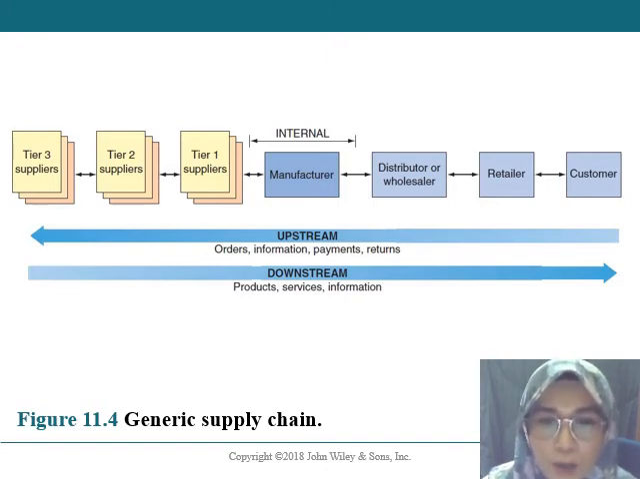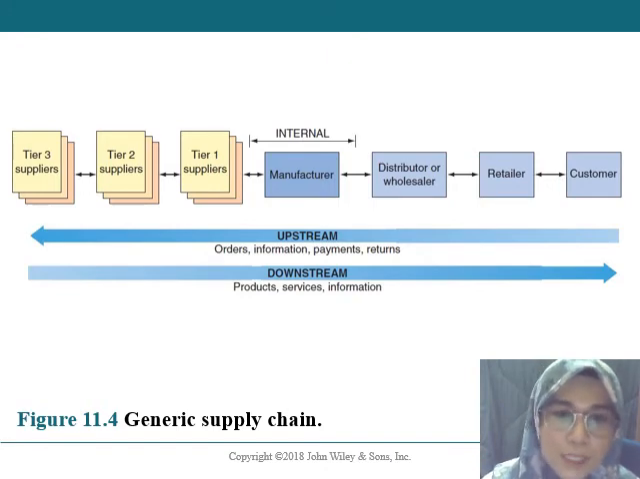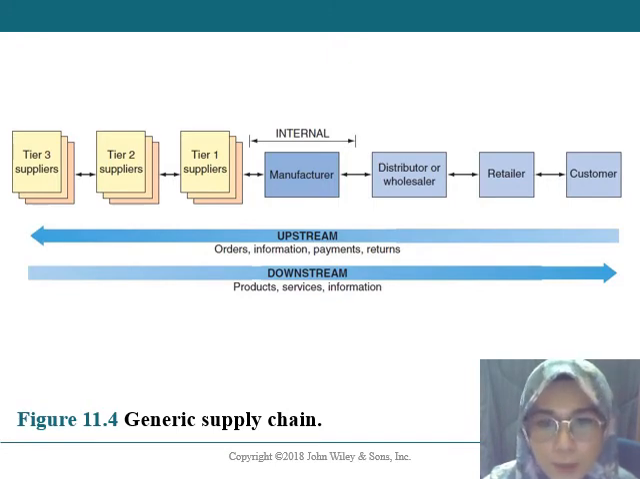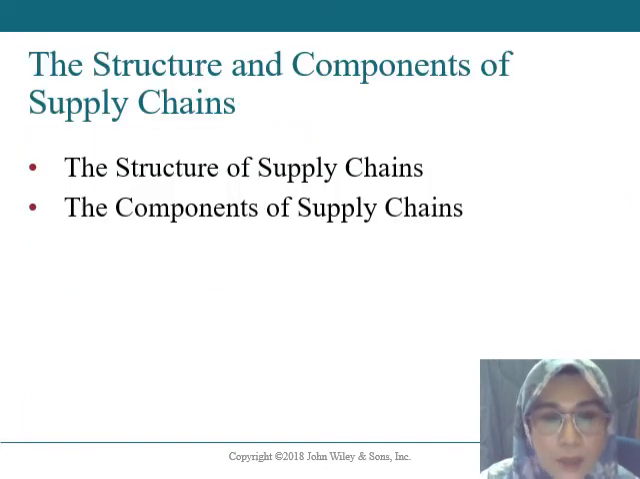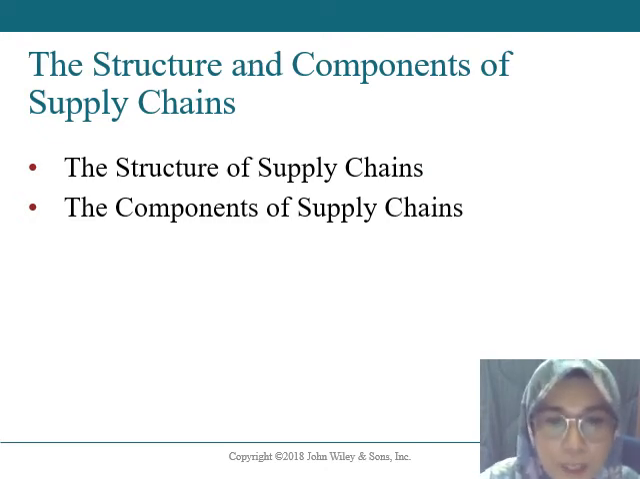So kalau korang tengok, upstream tu adalah daripada customer sampailah ke supplier, which is dia involved with the orders, information, payments and also a return between them. Okay, tapi kalau dari downstream, which is daripada supplier kepada customer, which is dari segi product, service and also the information that are needed to the customer. Okay, so these are the structure of the components of the supply chain. So dia tengok dari segi the structure of supply chain and also the components of supply chain.